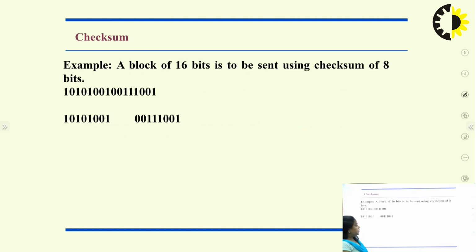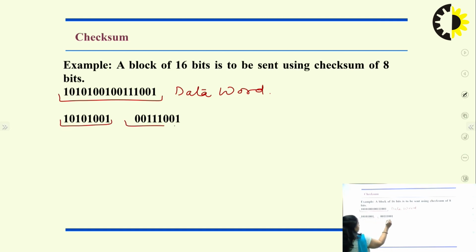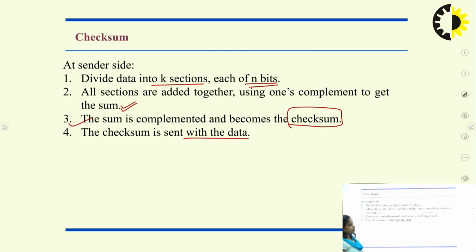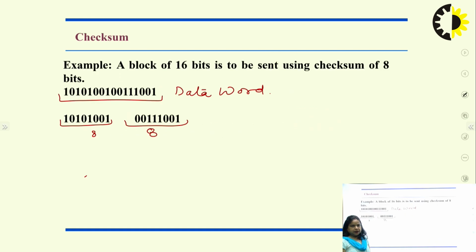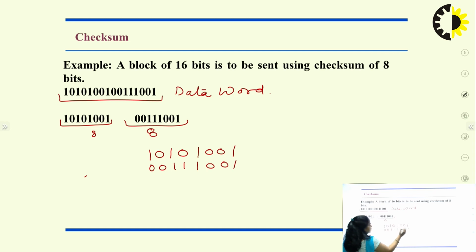Now you can see the example. Suppose a block of 16 bits is to be sent by using a checksum of 8 bits. Why? Because the data word is of 16 bits. So it means we have divided the data into 8 bits. We have divided it into k sections, that is 2 sections, and each section is of 8 bits. Then what we have to do? All the sections are added together using the ones complement.